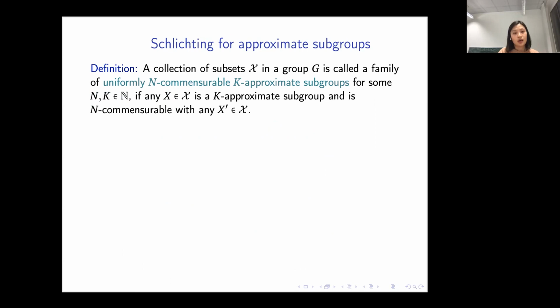So our question is, does Schlichting's theorem hold for approximate subgroups? We want to say that if in an ambient group you have a family of approximate subgroups that are not far away from each other, then there should be a canonical one. So we need to first define what it means to be not far away from each other. Here's the definition. A collection of subsets X in a group G is called a family of uniformly n-commutable K-approximate subgroups, for some natural numbers K and n, if any subset in this family is a K-approximate subgroup, and it is n-commutable with any other subset in this family.